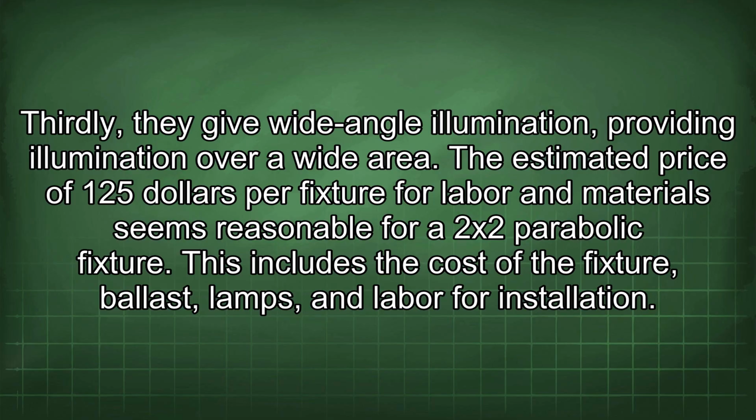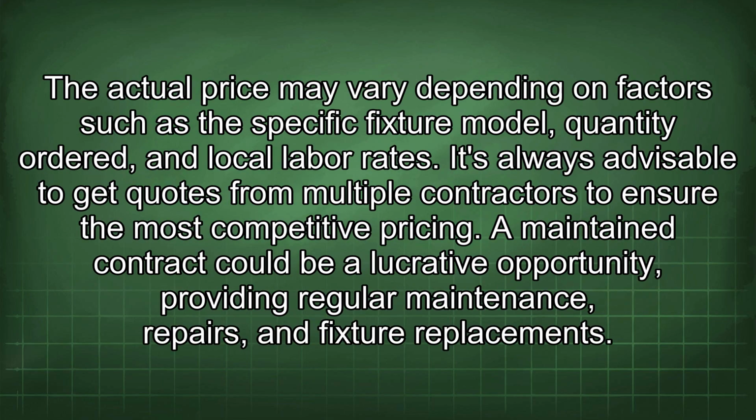The estimated price of $125 per fixture for labor and materials seems reasonable for a 2-extra parabolic fixture. This includes the cost of the fixture, ballast, lamps, and labor for installation. The actual price may vary depending on factors such as the specific fixture model, quantity ordered, and local labor rates. It's always advisable to get quotes from multiple contractors to ensure the most competitive pricing.